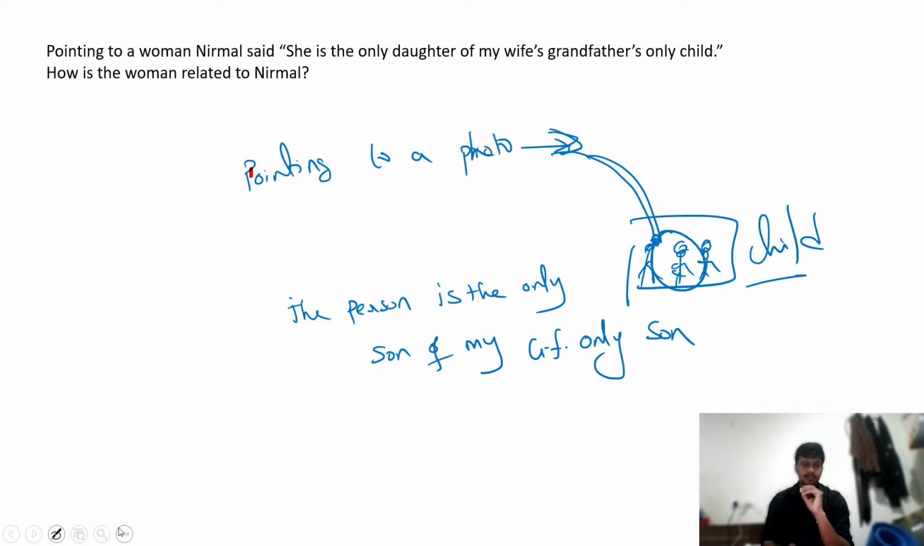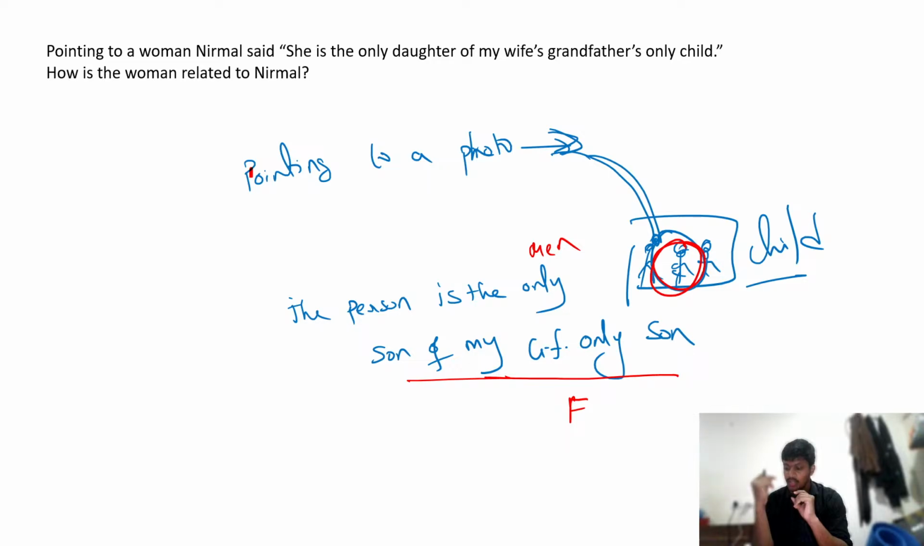Now listen carefully. My grandfather's only son is my father. My father's only son is me only. That means instead of saying that it is my photograph, I am going to say this entire statement: the person in the photograph is the only son of my grandfather's only son. My grandfather's only son is my father. My father's only son is me only. So instead of saying that is my childhood photo, I am going to say that the person in the photograph is the only son of my grandfather's only son.